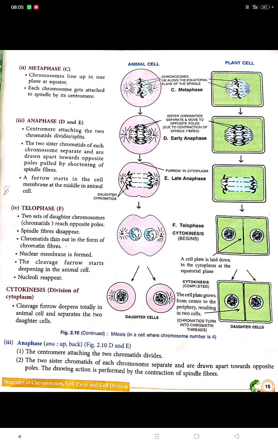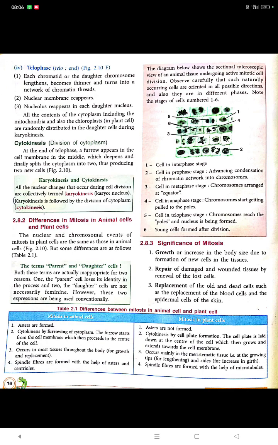Cytokinesis. The furrow deepens totally in the animal cell and separates the two daughter cells. What will become? The furrow deepens totally and it became two. It made two daughter cells. Here it is completed.